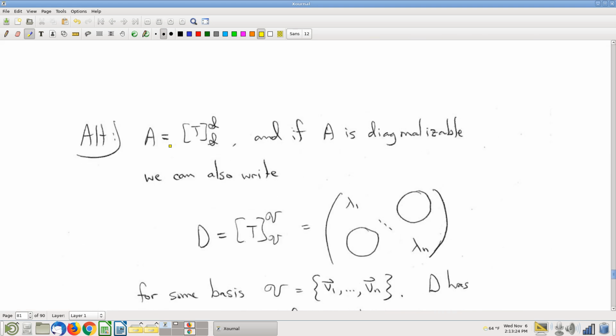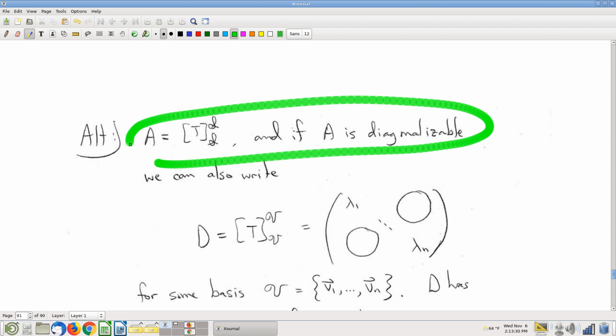So here it goes again. Let's assume that the matrix is diagonalizable. And let me just remind you what diagonalizable means. Different point of view.